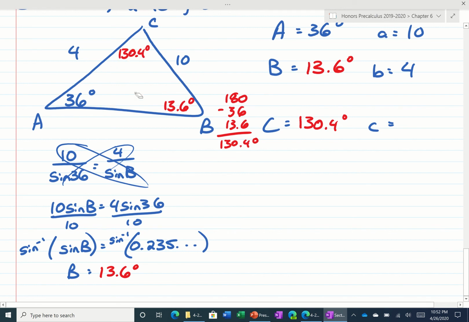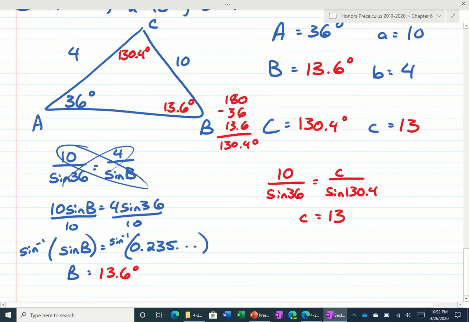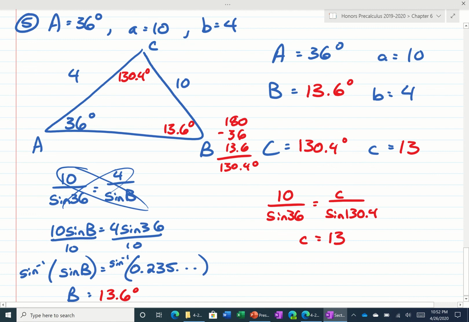And then we could just, again, use law of sines to find the missing side here. So I'm going to use what we're given. We're given side A over the sine of angle A. And that's equal to side C over the sine of angle C. And if we cross multiply and divide, 10 times the sine of 130.4 divided by the sine of 36. My calculator's telling me it is 12.95. We'll call it Taylor Swift's favorite number, 13. All right, so that's how you do number 5.